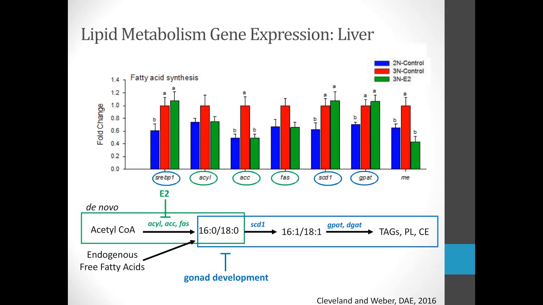But what we only see in the maturing diploids is reduced expression of genes important for converting saturated fats into the unsaturated forms commonly found in triacylglycerols. Now we know that the visceral lipids are being mobilized due to the high energy demand of gonad development, and that only occurs in the diploids. So these genes may be downregulated to prevent the reincorporation of those lipids back into the storage form.